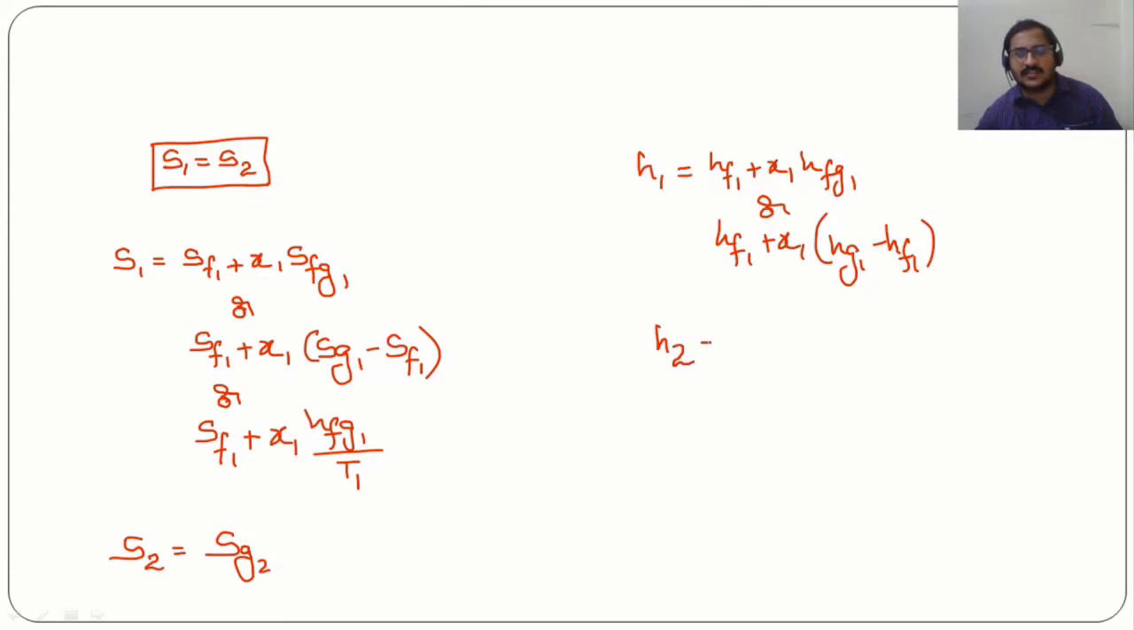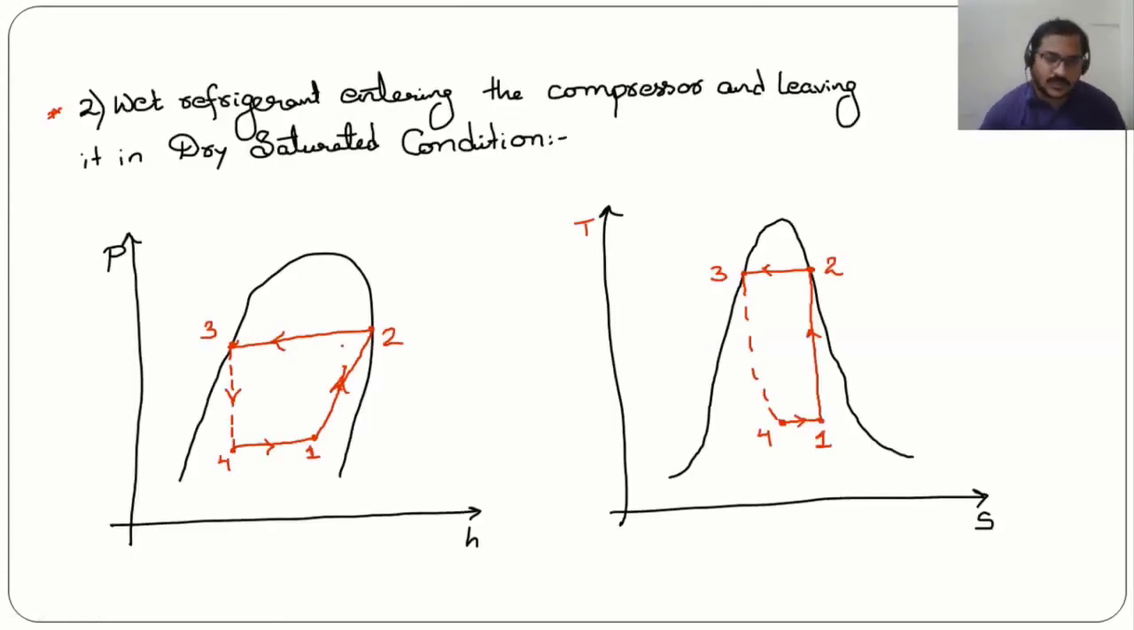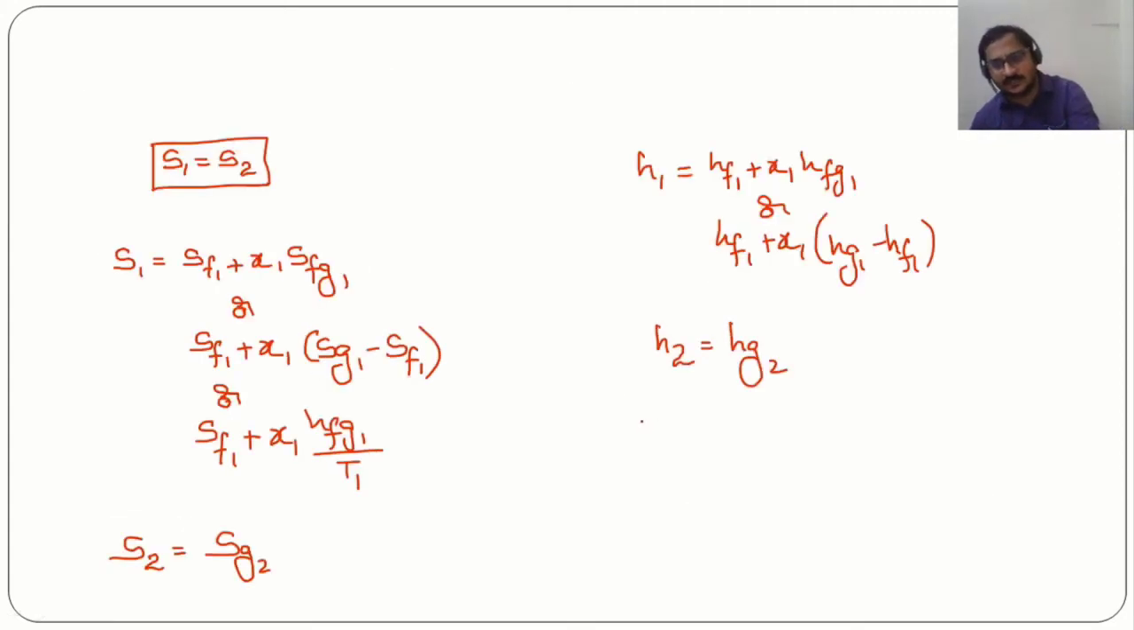H2 is dry saturated, so you can simply write it as Hg2. You can observe that point 2 is dry saturated, so simply it is Hg2. Then H4 enthalpy is equal to H3, which is equal to HF3 here. So H4 is equal to H3, which is equal to HF3.